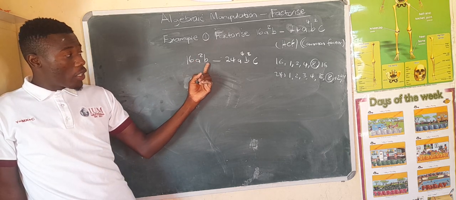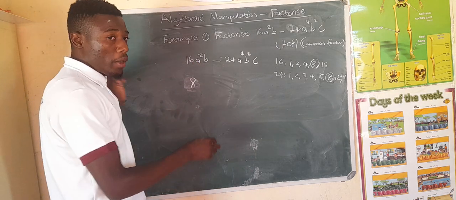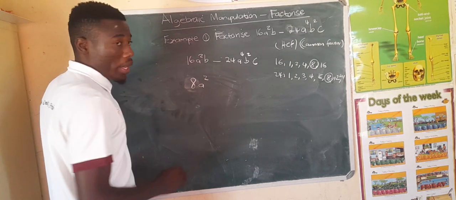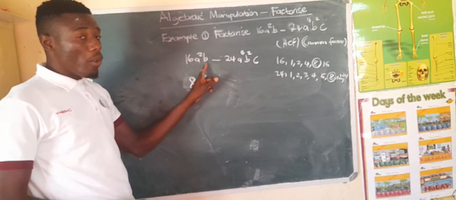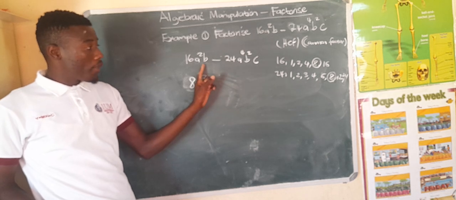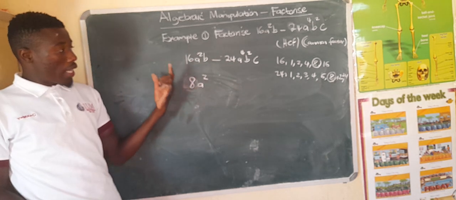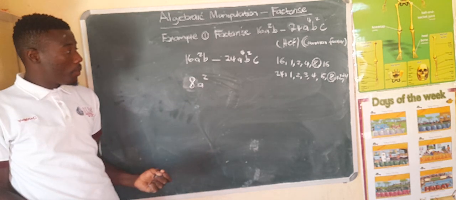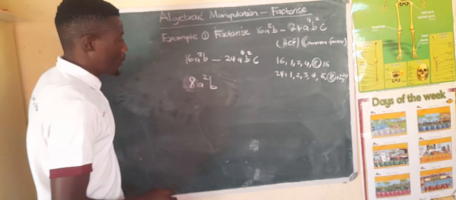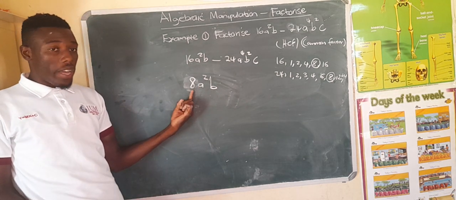We are at A first, not at B. Which one is the small exponent? A squared. Okay, then we go to B. B is also appearing in both terms. Now which one is having the low exponent or small exponent? B. Okay, now we have found the highest common factor.